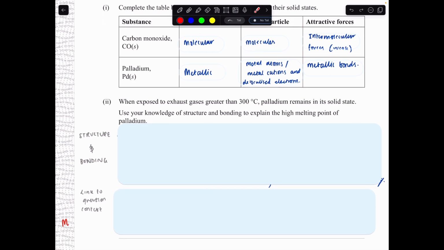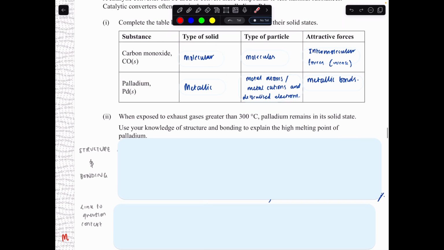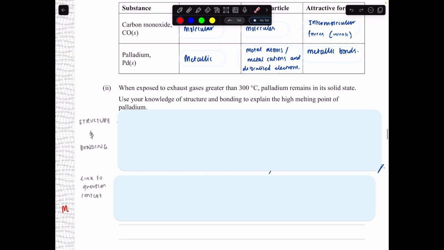So the question is, when exposed to exhaust gases greater than 300 degrees Celsius, palladium remains in its solid state. So even at 300 degrees Celsius, this metal remains solid. It doesn't change state. Use your knowledge of structure and bonding to explain the high melting point of palladium. So when we're talking about structure and bonding, we have to talk about what makes up palladium. We have to talk about the bonding between the type of particles, okay, and how strong they are.